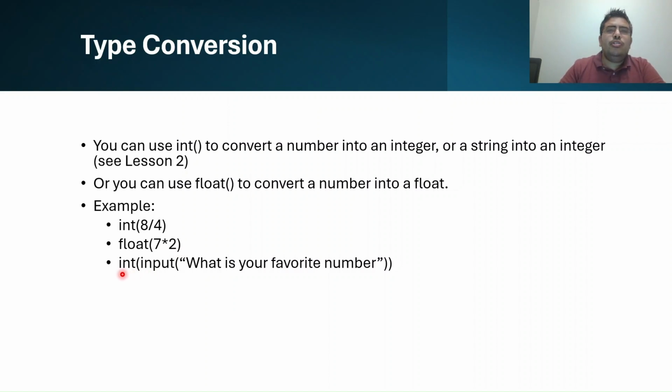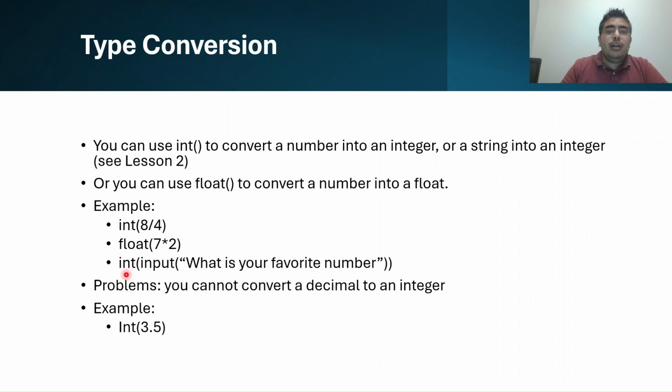Another example is over here. This is more similar to what we did during lesson 2, where we converted the input, where you're asking what's your favorite number. You're going to put in a number. That number is going to be interpreted by Python initially as a string. You have to specify that it's an integer using the int function in order to perform math with it. All right.